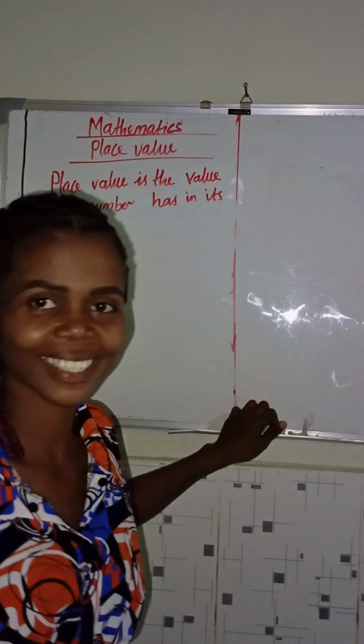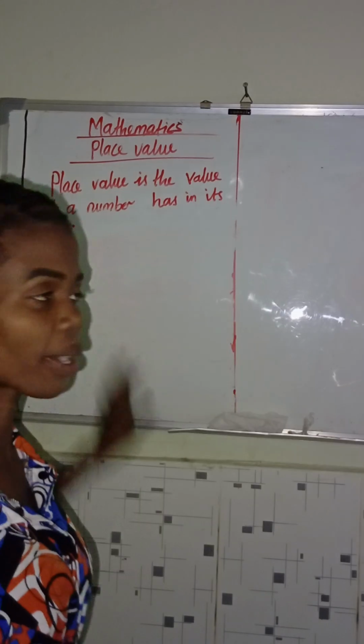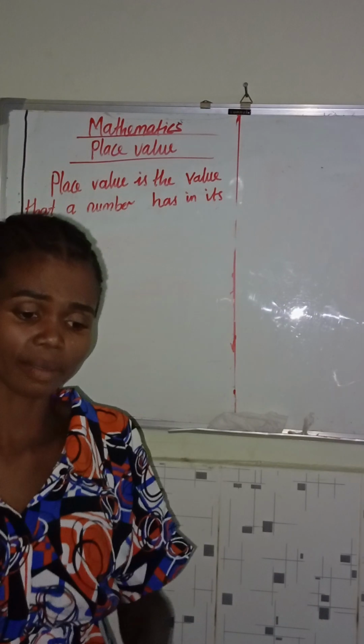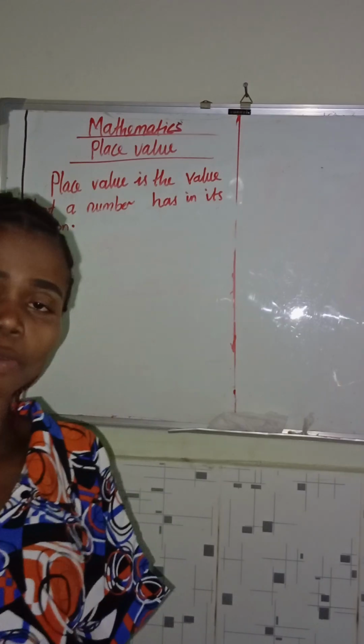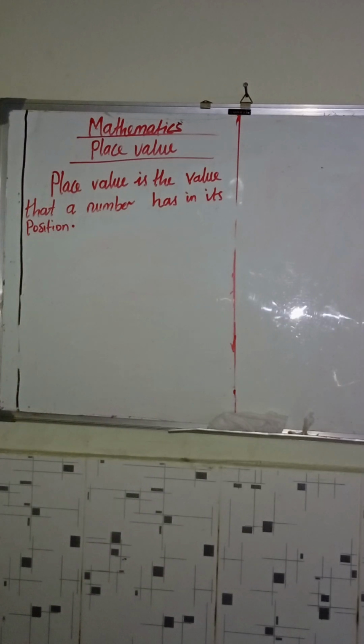Hi guys. So today, as you can see, we're talking about place values. All right. So what is place value? Place value is the value that a number has in any position, as you can see it on the board.